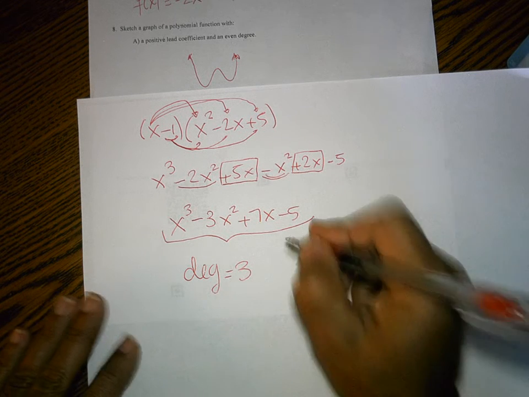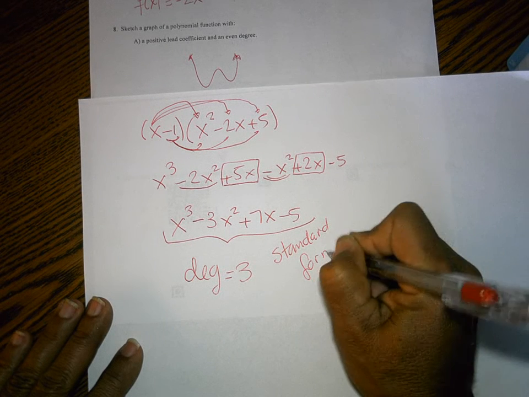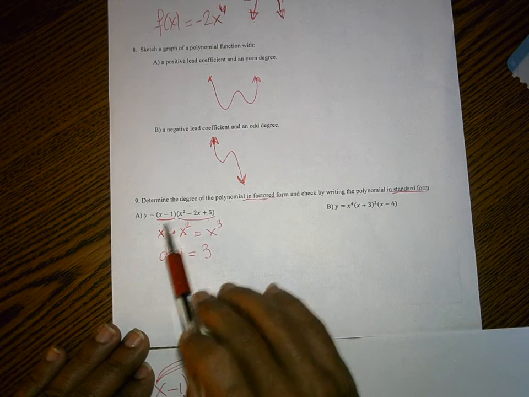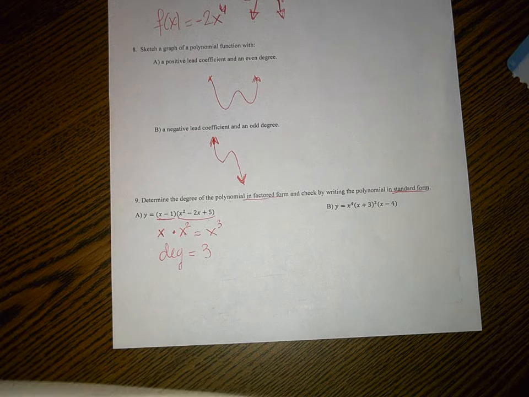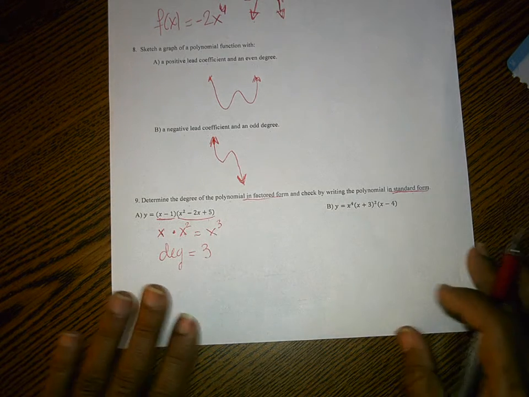This is a standard form. Okay, that's a standard form. And the way that they originally gave it to us, it was factored. Okay, it's not fully factored, but it's partially factored there. Okay? All right, let's try one more time, letter B, and then we're done.